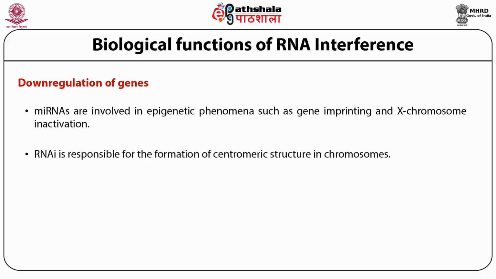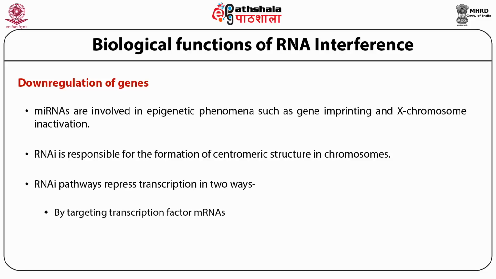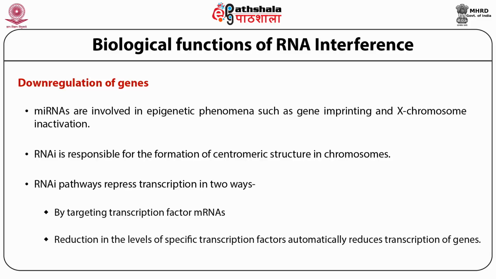RNA interference is responsible for the formation of centromeric structure in chromosomes. RNA interference pathways repress transcription in two ways. First, by targeting transcription factor mRNAs, and secondly, by reduction in the levels of specific transcription factors, which automatically reduces the transcription of genes.